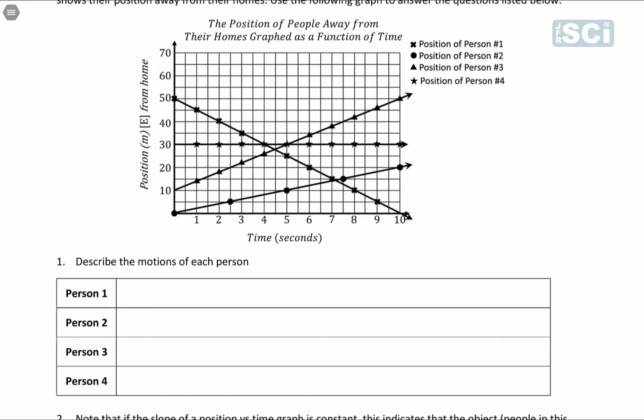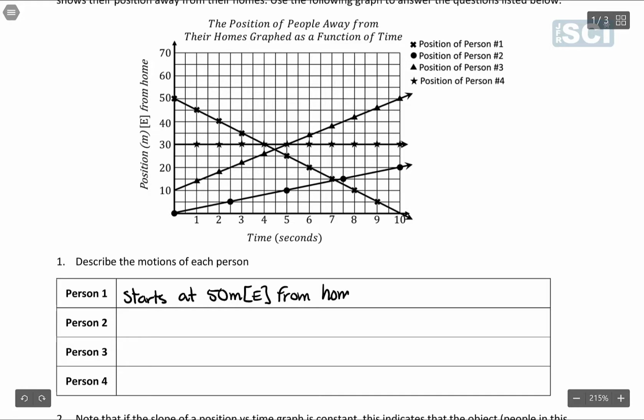Okay, so if we look at person 1 and try to explain what is occurring with their motion, I'm going to notice that person 1 starts their motion at 50 meters east. So I'm going to say starts at 50 meters east. Oops, that's W. That means west. So east from home. And travels.